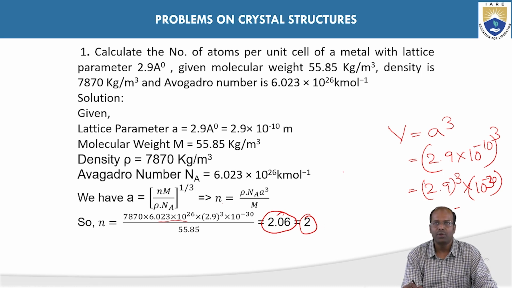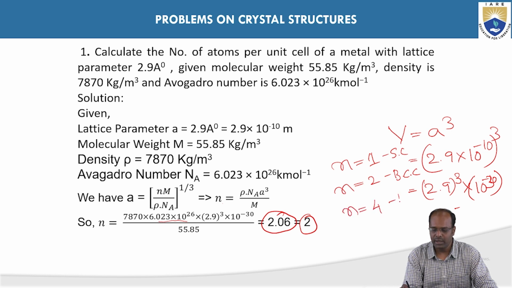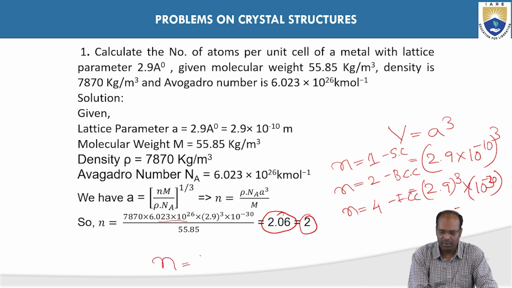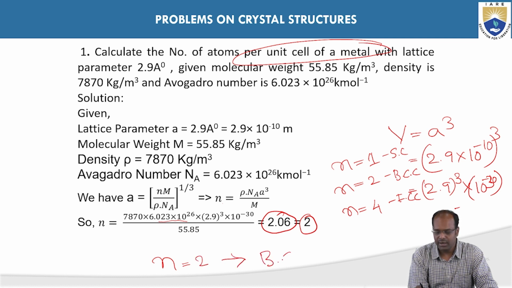The number of atoms per unit cell in simple cubic is 1. In body centered cubic it is 2. In face centered cubic it is 4. So what is the metal? Here the unit cell of the metal has the number of atoms equal to 2, so it is a body centered cubic structure.